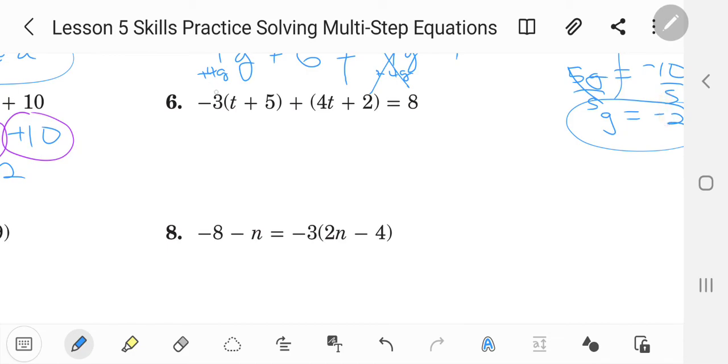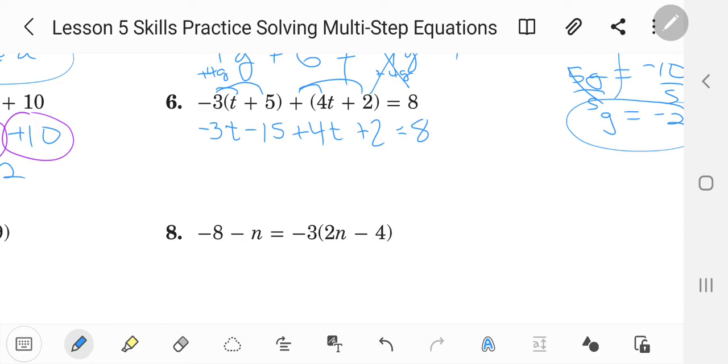Number 6. Okay, we got some distributive property first. We are going to distribute 3 to t, so we get negative 3t. We distribute the negative 3 to the plus 5 and get negative 15. Now what in the world are we distributing here? It's kind of like we're distributing the addition sign. Add 4t and add a positive 2.